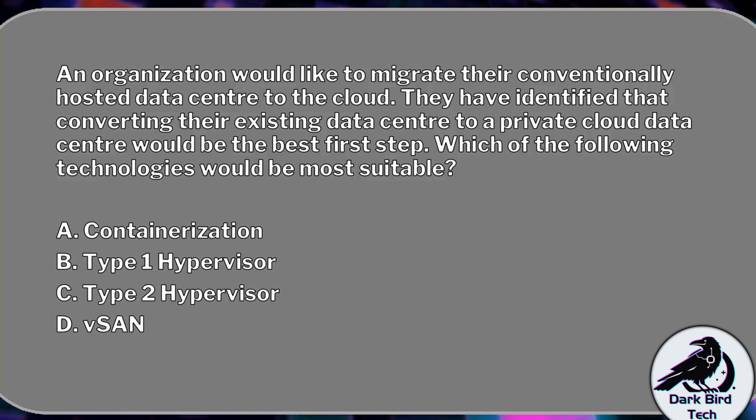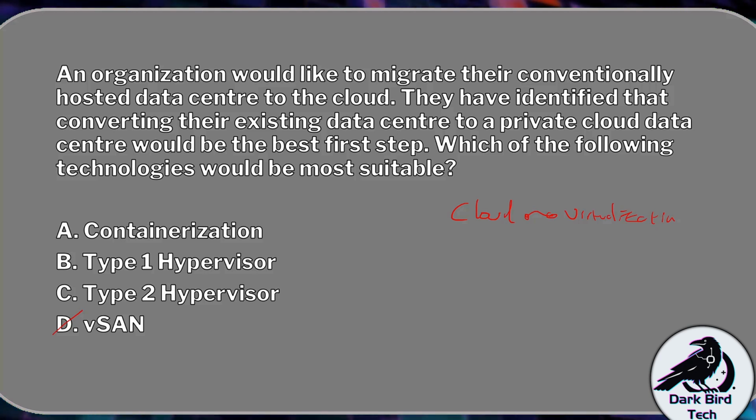We could look at doing containerization. We could look at a type 1 hypervisor, a type 2 hypervisor, or a vSAN. Now, cloud and virtualization are very closely linked to each other. They are very closely linked. In fact, without virtualization, cloud computing wouldn't be where it is today. Now, they're looking at moving their whole data center over. So I'm just going to move out the vSAN here. Running a virtual SAN, don't get me wrong, is a good option. But I highly doubt the storage area network is the only thing happening in the data center.